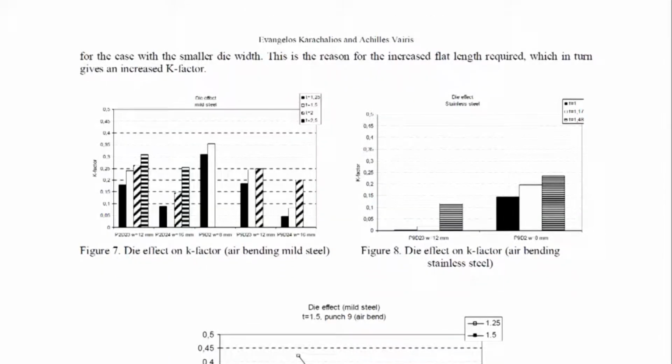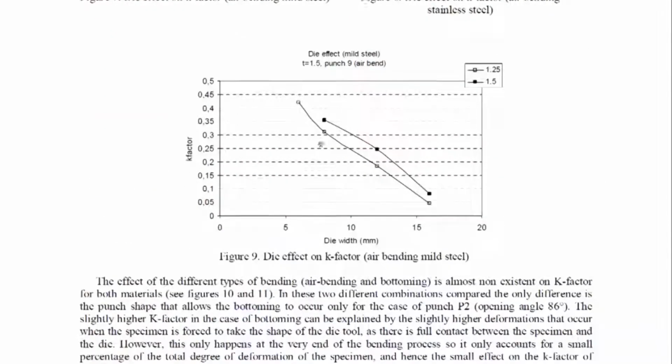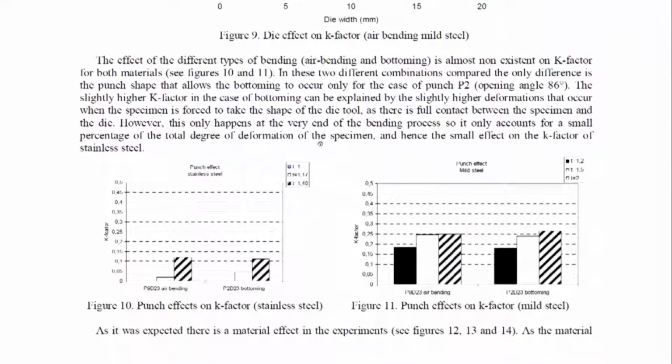Still, small compensation, saying for a smaller die width what happens, for a longer die width what happens, a lot of this information is available. Since some of you are electrical engineers, you are all familiar with application notes.